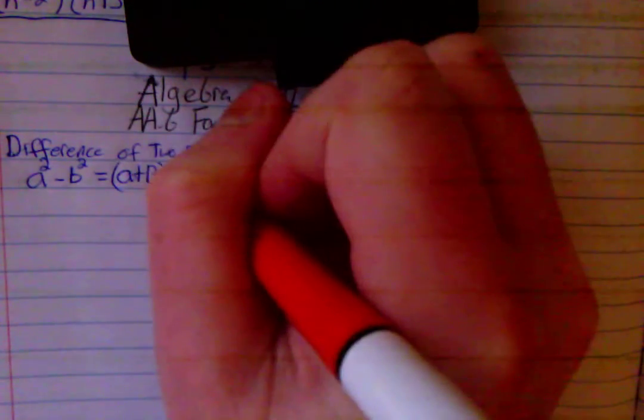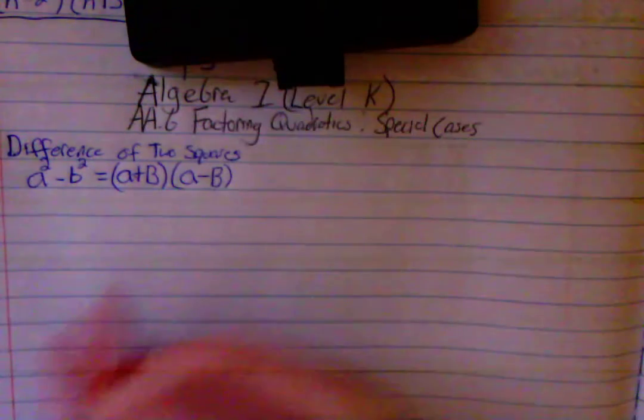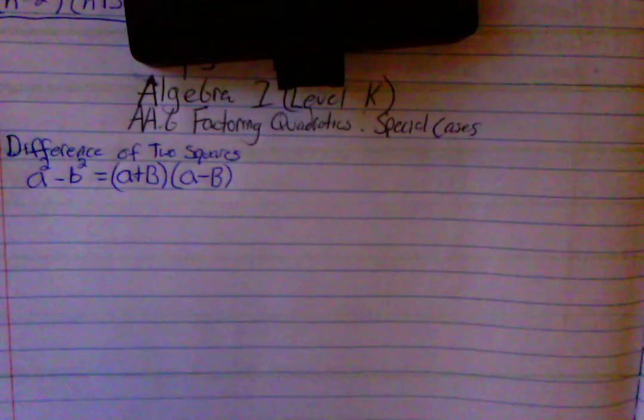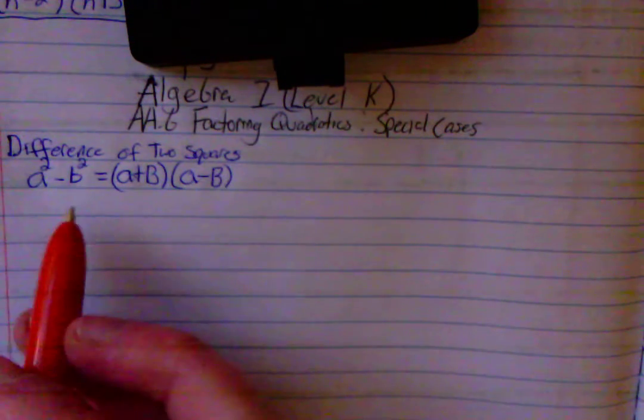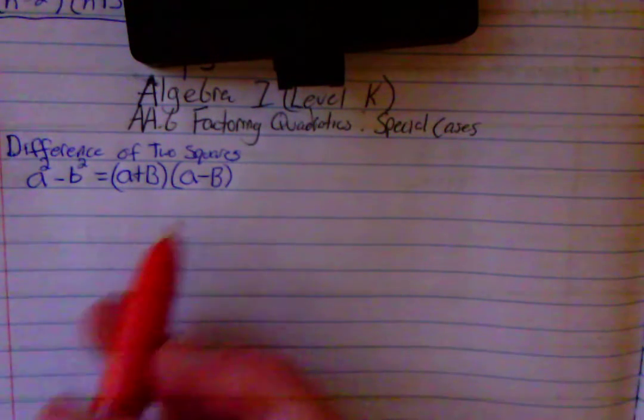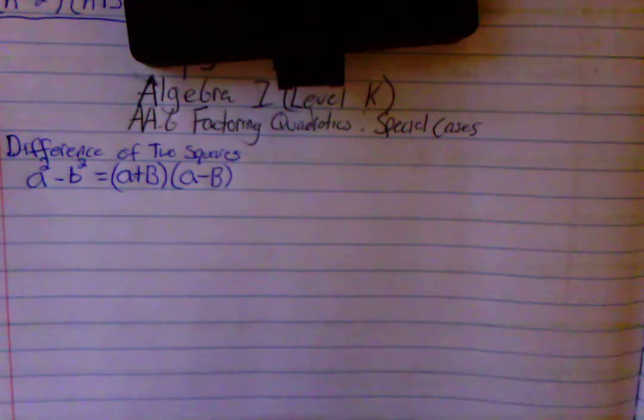And that's going to equal a plus b times a minus b. It doesn't matter if you have a capital B or lowercase b. I just do it capital so I don't confuse anybody with it as a 6. So we have a squared minus b squared equals a plus b times a minus b. Well, what does that mean?